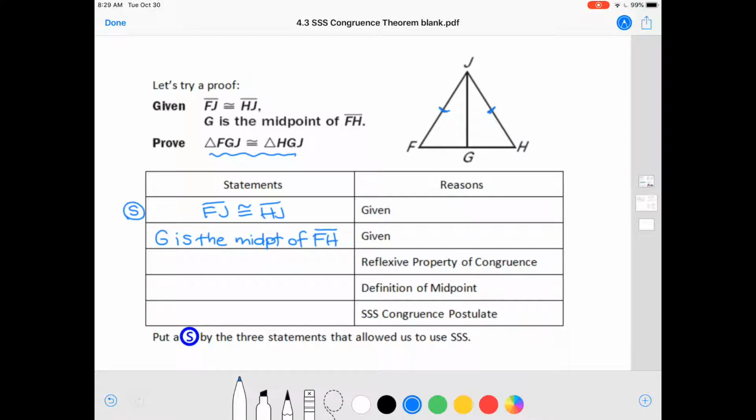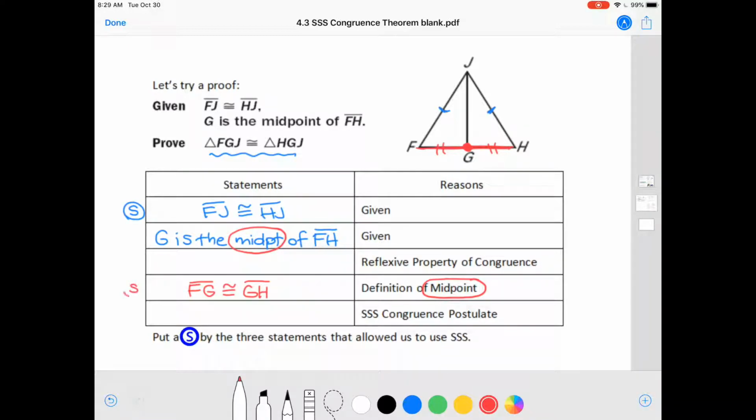Now, I'm going to skip ahead, you guys. As soon as I see the word midpoint, I'm expecting the definition of midpoint to come up in my proof. Can we look at what that means? So looking at the picture, if I told you that G was the midpoint of segment FH, does that allow me to tick some things? And the answer is yes. The definition of a midpoint says that that's right in the middle. So I could write that side FG is congruent to side GH.